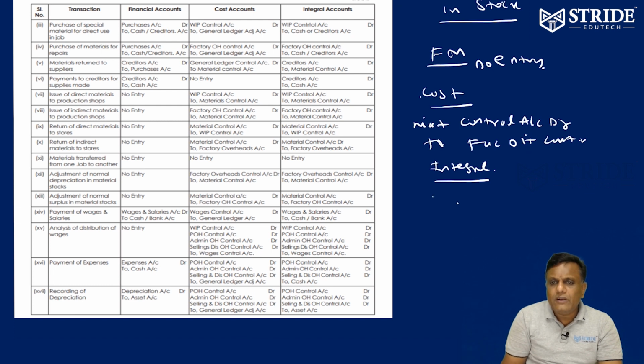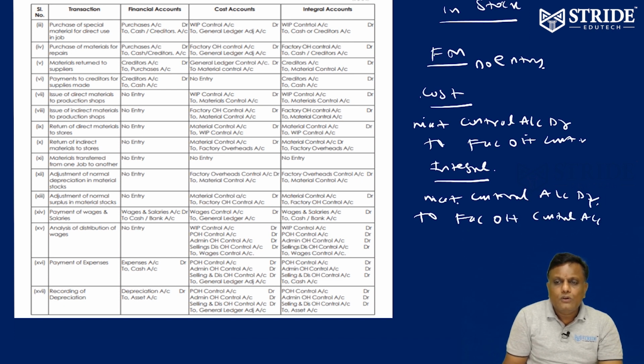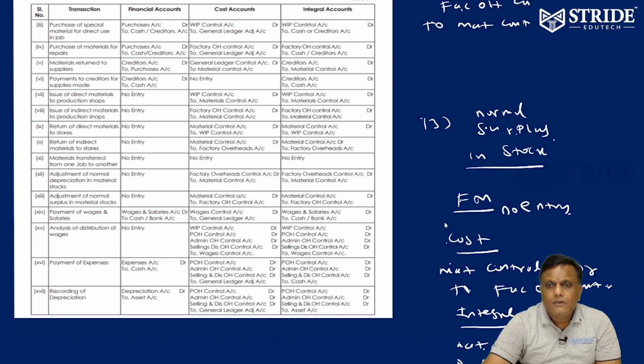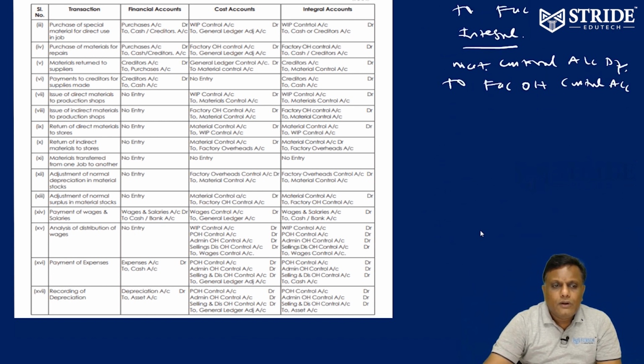Books? The same entry. So material control account debit to factory overhead control. Material control to factory overhead control. Right. This is material control to factory overhead control. This is number 13. Okay, number 13. Now number 14.